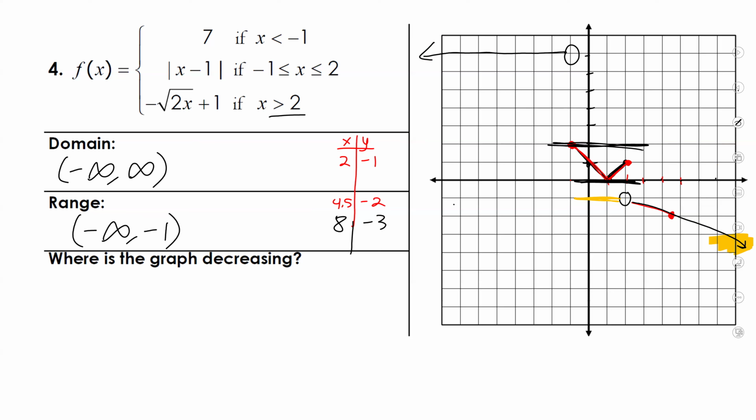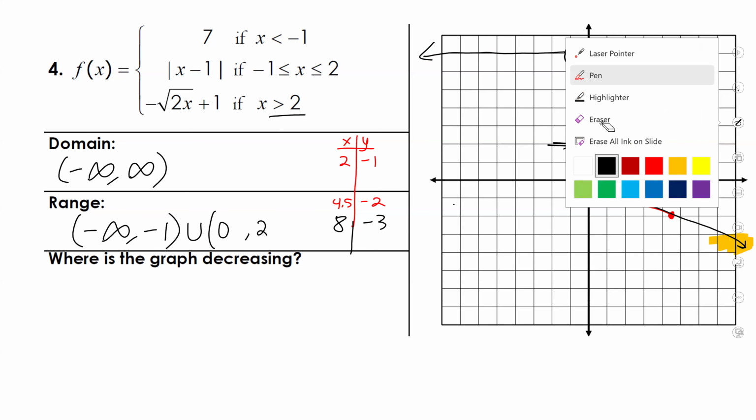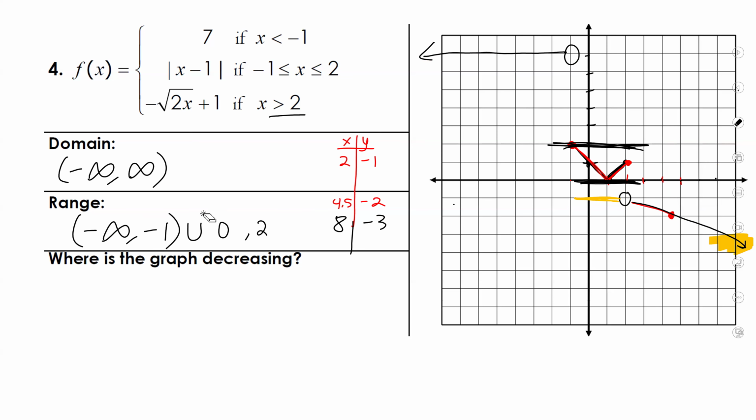Guys, we're talking about the height for the range, how tall it is. So it goes from 0 to 2. I'm going to put a union symbol. It goes from 0 to 2. Are these included? Do I need parentheses or brackets? Yes, brackets. There's no holes. So these need to be brackets.